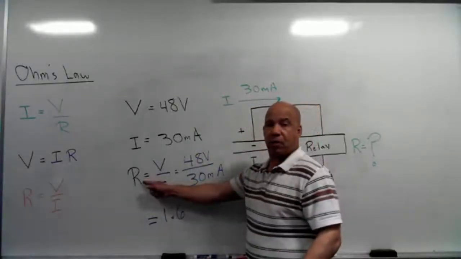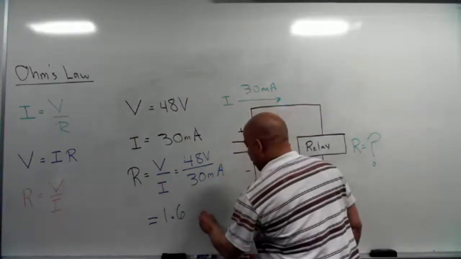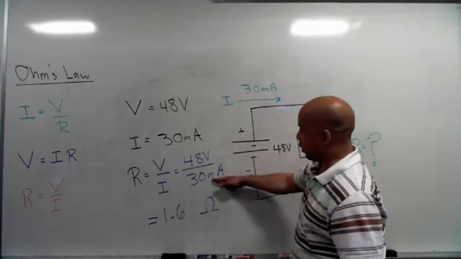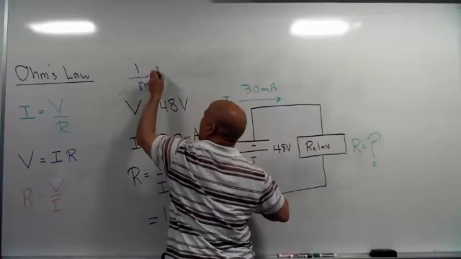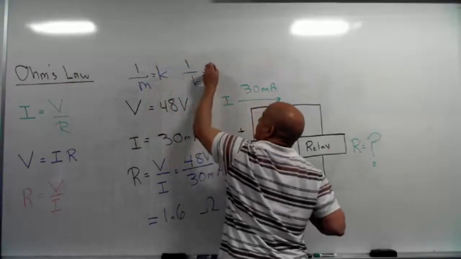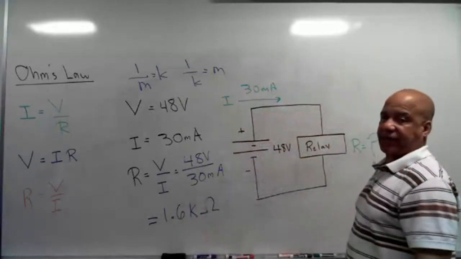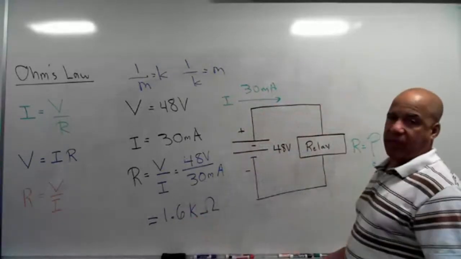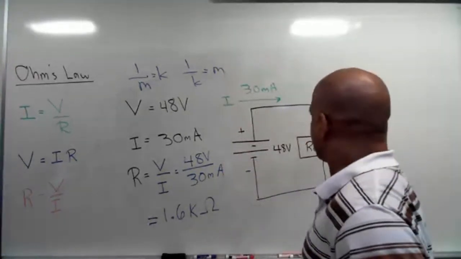I know I'm looking for resistance. Resistance has the units of ohms. So I'm going to have an ohm. I got 1 over milli. If I have 1 over milli, it comes up as a kilo. If I have 1 over kilo, it comes up as a milli. So it's a milli on the bottom. This will be K ohm. So it's 1.6 K ohm. The resistance of that relay is 1.6 K ohm, 1,600 ohms.